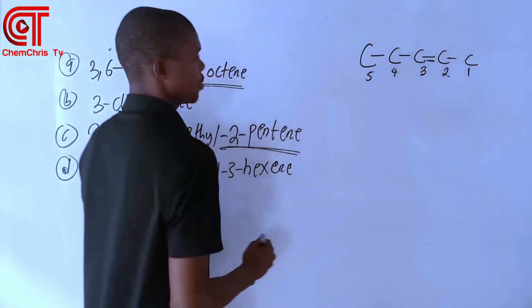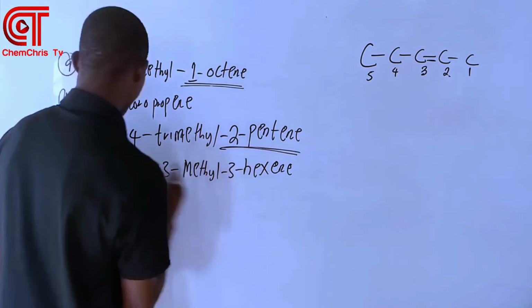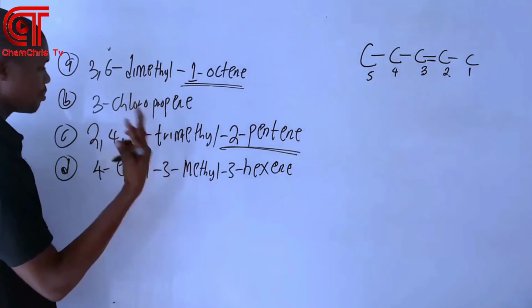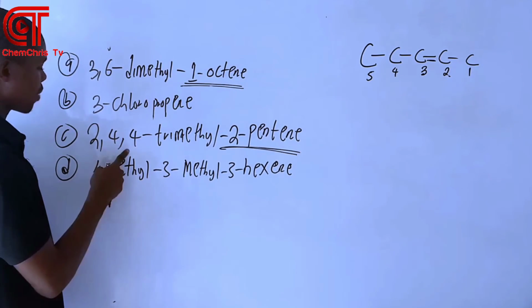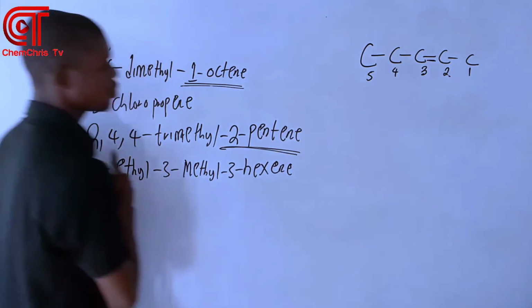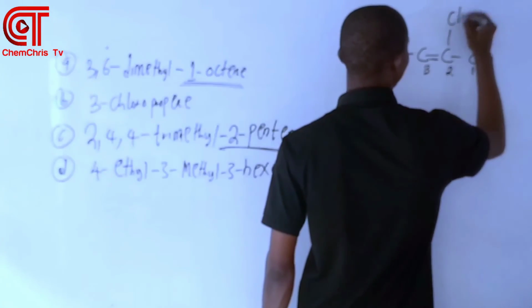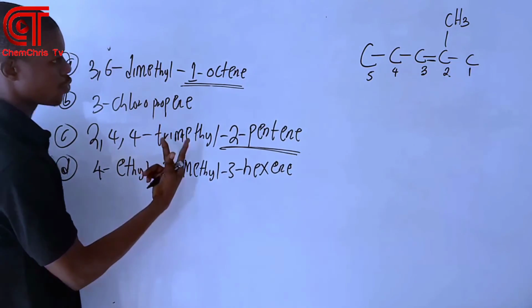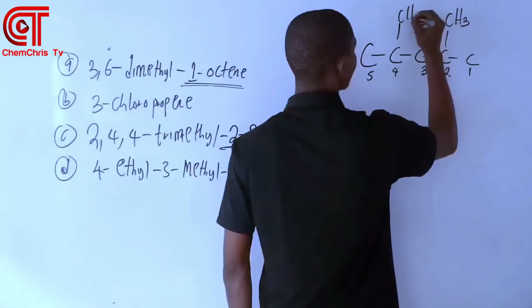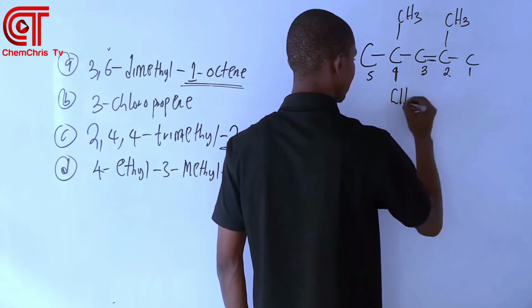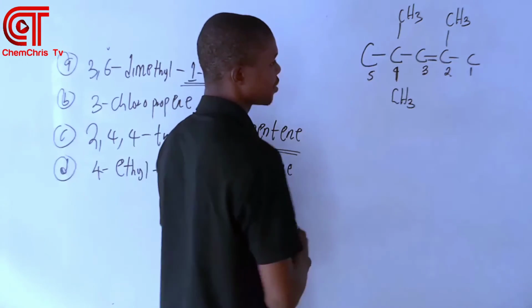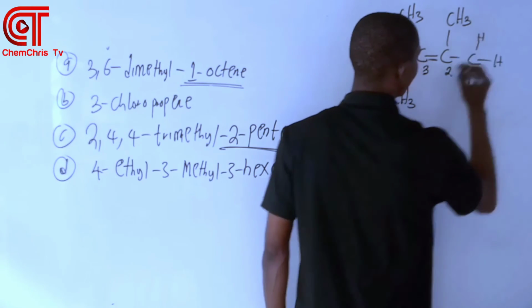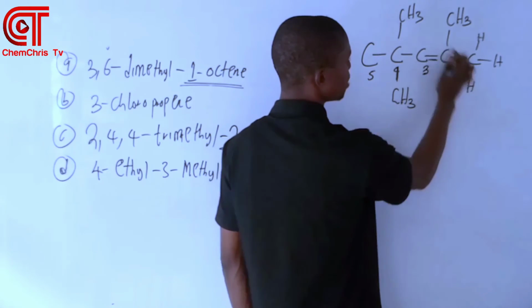Now when you say 2,4,4, the compound has 3 methyl groups. One is on carbon number 2, two are on carbon number 4. So carbon number 2 has 1 methyl group here, CH3, right? Then carbon number 4 has 2 methyl groups. So here I want to have CH3 and CH3. The next step is to fill in your hydrogen. Do you get that? So you're going to have 3 hydrogen.